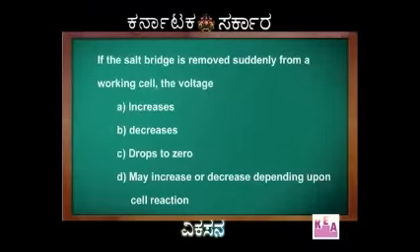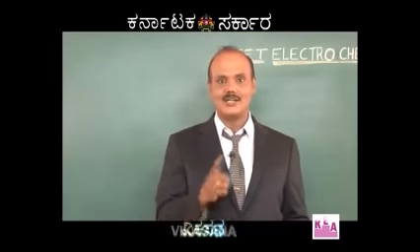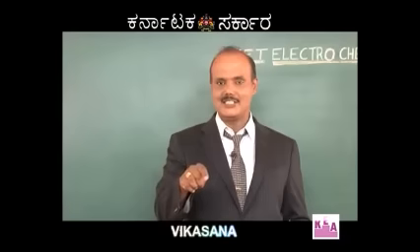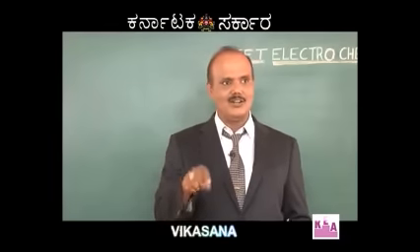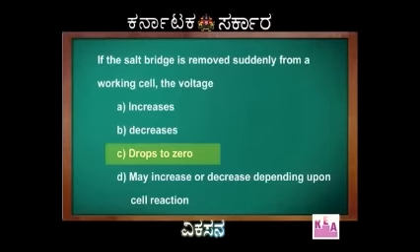Next, if the salt bridge is removed suddenly from the working cell, the voltage increases, option A, decreases, option B, drops to 0, option C, may increase or decrease depending upon the cell reaction. If the salt bridge is removed suddenly from the working cell, the voltage drops to 0 because there is no connection between the two electrodes. The salt bridge gives the connection between the two electrodes, and only then is the EMF produced. So without the salt bridge, voltage drops to 0.